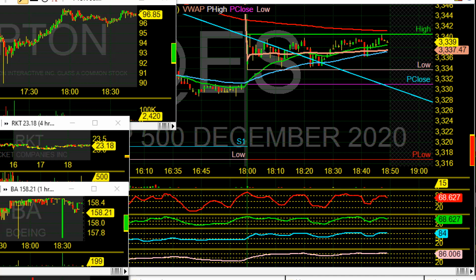Market here just hanging in there. Junked up here, saying a 1. MC saying a 1.